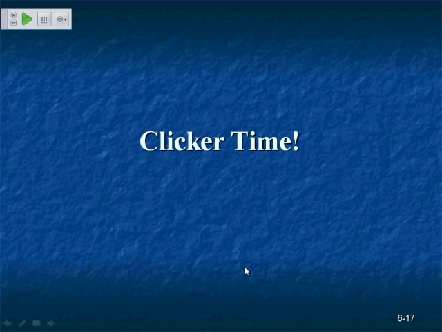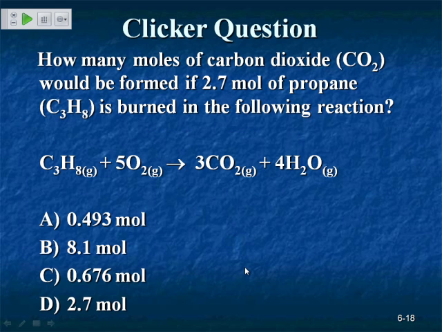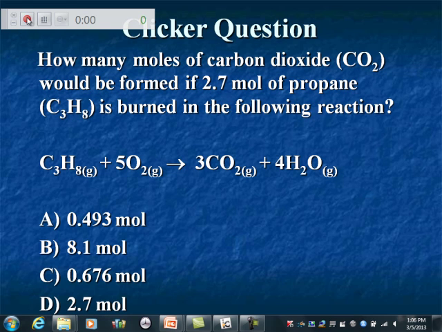Okay. All right. Here is the equation we have been working on, the propane burning equation. You have 2.7 moles of propane. How many moles of carbon dioxide will be formed? That's what it's asking. So set it up and do the calculation, please.